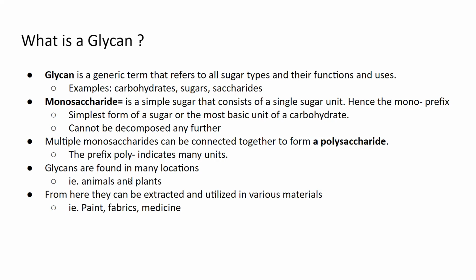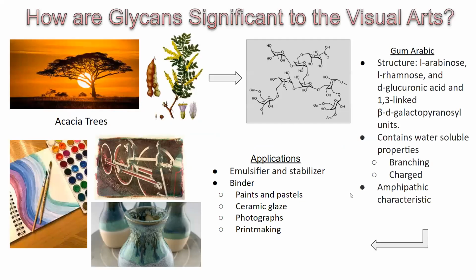Glycans are found in many locations. Some of these include animals and plants. From here, they can be extracted and utilized in various materials. Some examples would include paint, fabrics, and medicine.